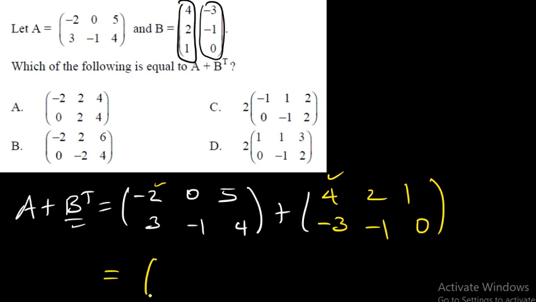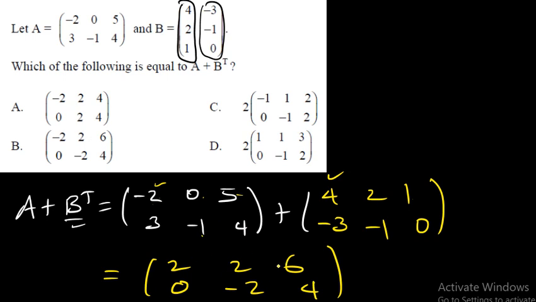So the answer will be -2 plus 4 is 2. 0 plus 2 will be 2 again. 5 plus 1 will be 6. And 3 plus -3, 0. And -1 plus -1 will be -2. 4 plus 0 will be 4. So the answer should be 2, 2, 6. Which option contains 2, 2, 6? There is no 2, 2, 6.